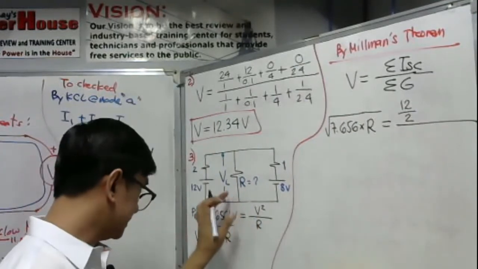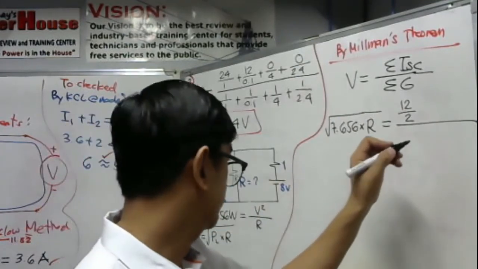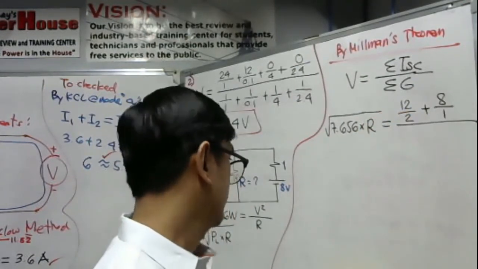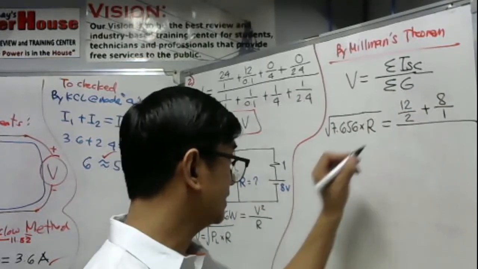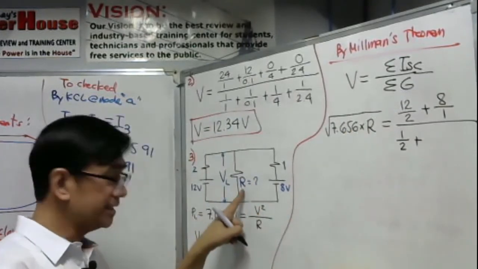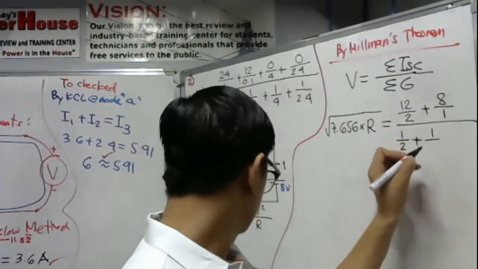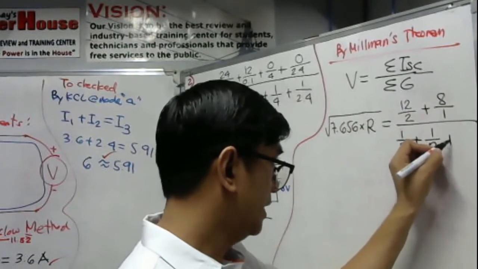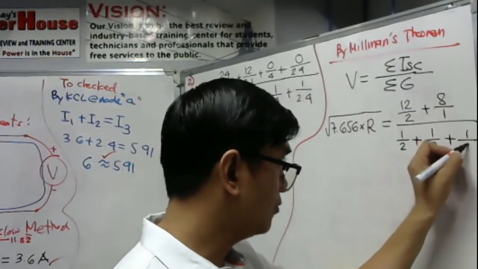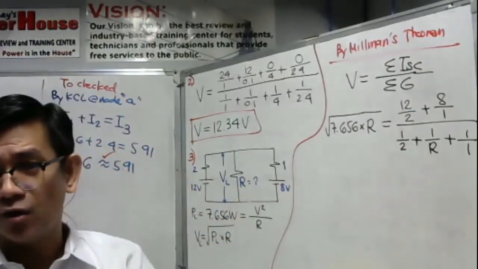What about here, guys? That will be 8 over 1. So that will be plus 8 over 1. What about the resistances? For the first branch, we have here 1/2. For the second branch, that is the unknown, so make it 1 over R. Then plus 1 over 1. As you see here, this is R, this is also R. There is only one unknown.